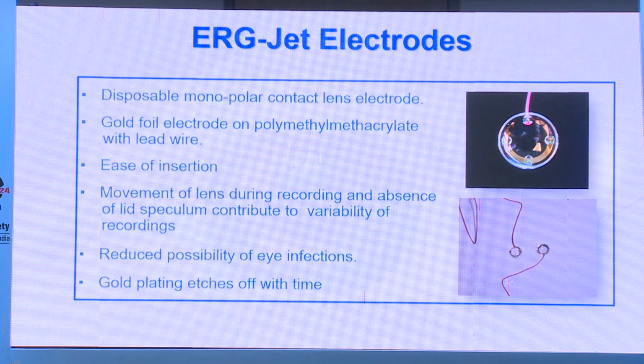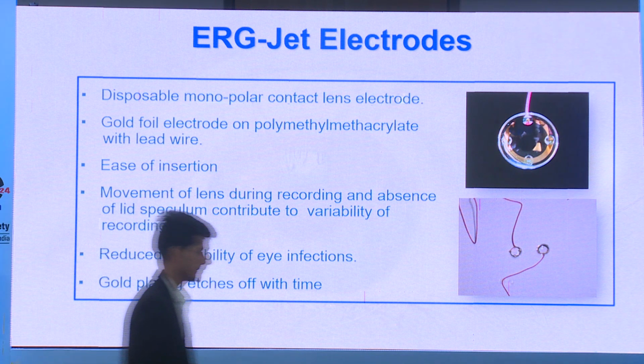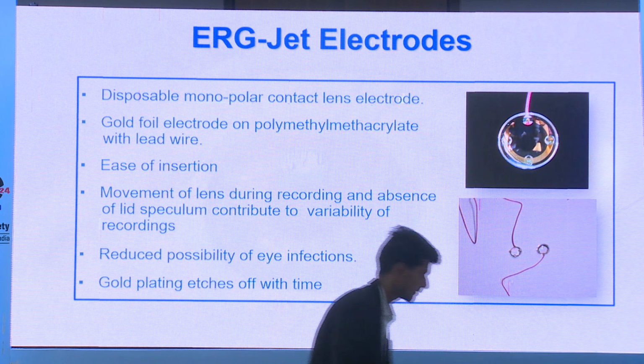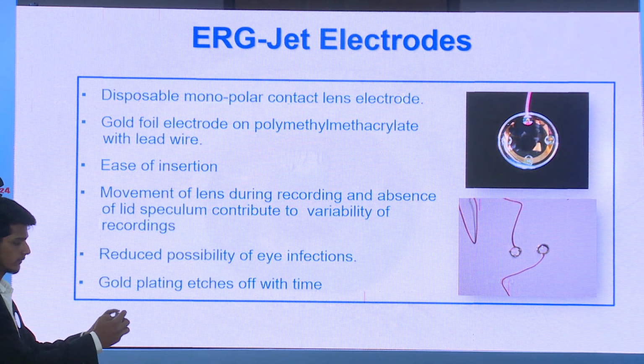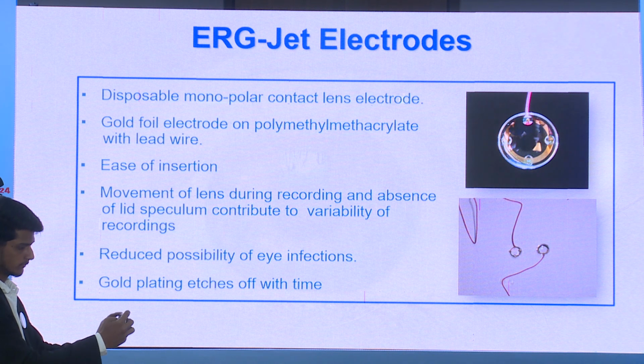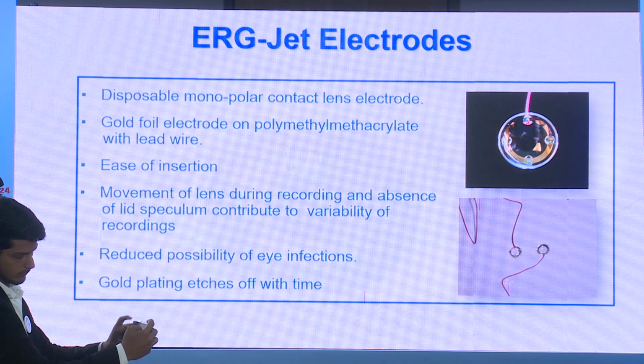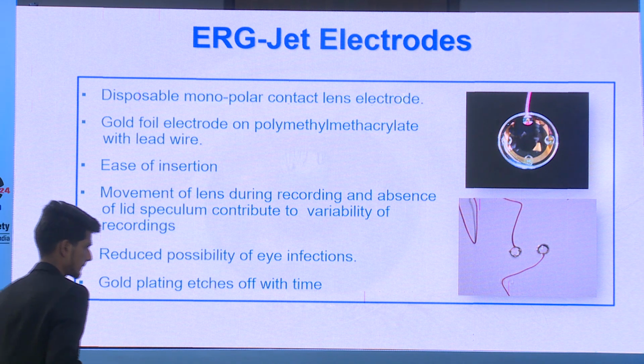Now, coming to the individual electrodes, the first is the jet electrode. These are disposable monopolar contact lens electrodes, gold foil electrodes, or polymethyl methacrylate with a lead wire. Ease of insertion is there. Movement of the lens during recording in the absence of a lid speculum contributes to variability of the recording. It reduces the possibility of eye infection, but the only disadvantage is the gold plating itches off with time.